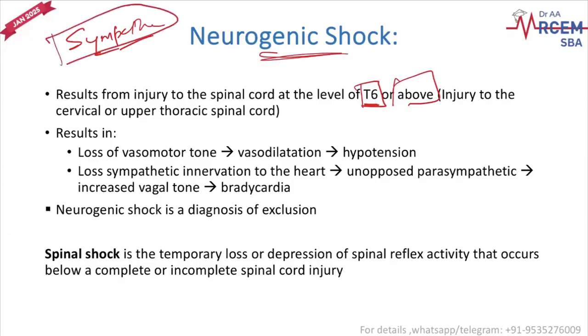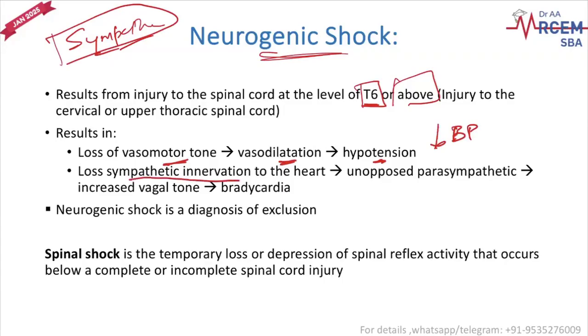Because the sympathetic chain is involved, sympathetic tone is gone. There is no sympathetic tone. If there is no sympathetic tone, the vascular tone is gone. If vascular tone is gone, there will be vasodilatation, which will result in pooling of the blood, eventually resulting in hypotension, reduced blood pressure.